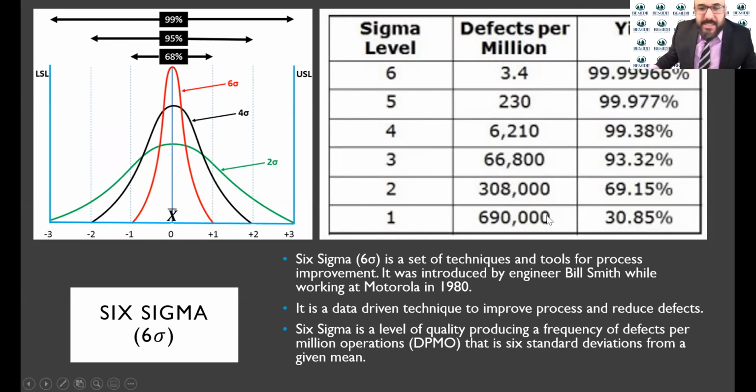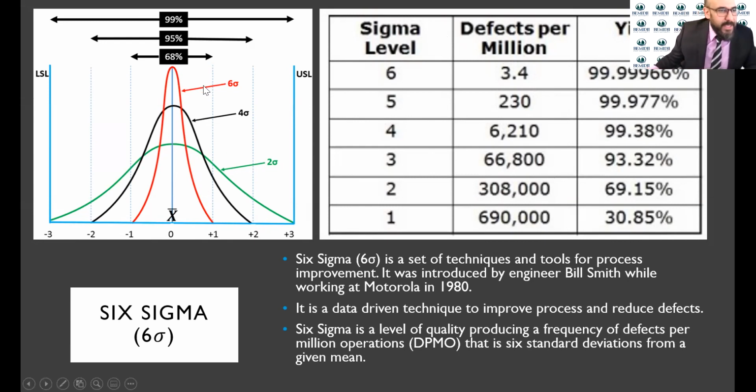Going back to 1 Sigma, as you see, that is 690,000 defects per million. There's a big difference, which basically is 30.85% as good parts.